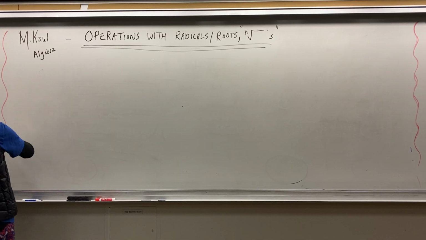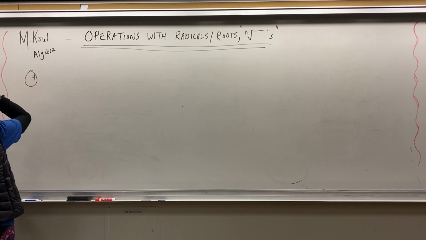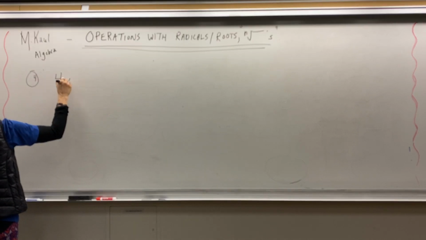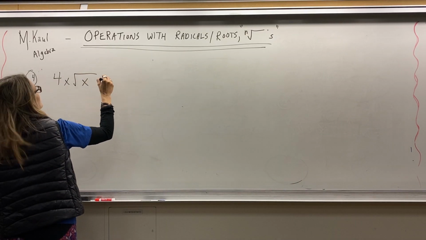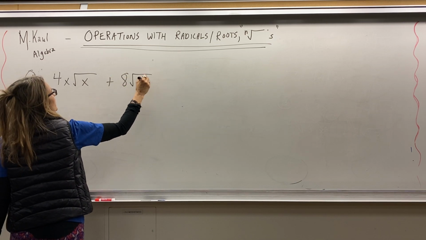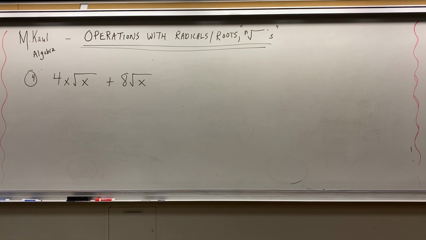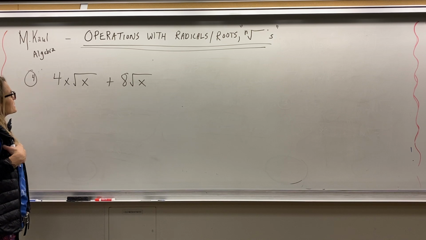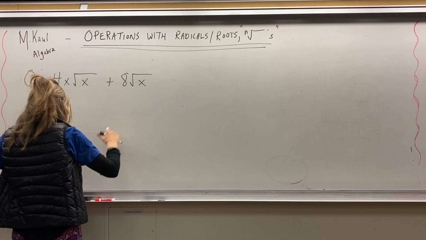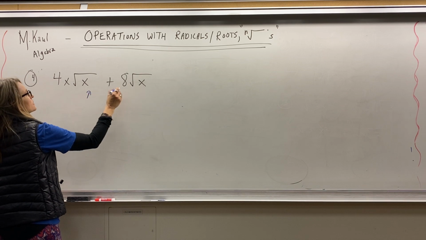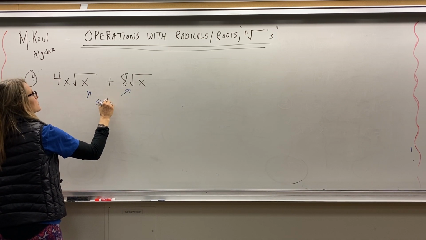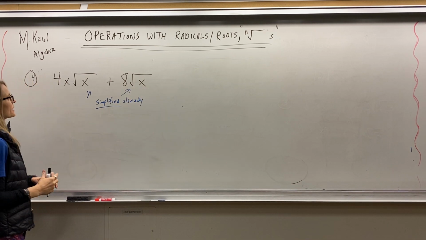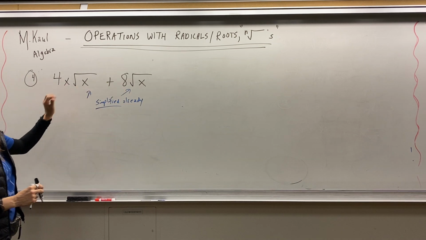This is 4. Pay attention to my ordering. And let's go ahead and simplify something like this: 4x square root of x plus 8 square root of x. Can you do this one? Okay, well, let's look. Is that as simple as possible? That is simplified already. Okay, what about these parts? Well, there's nothing else we could do here.